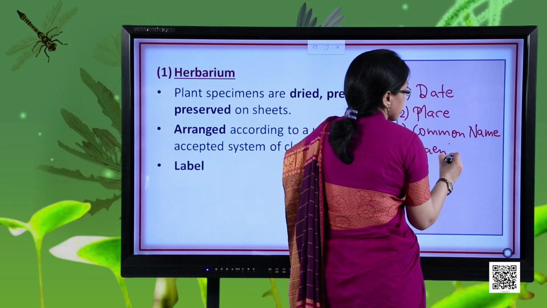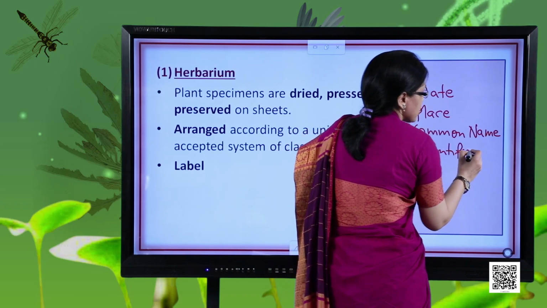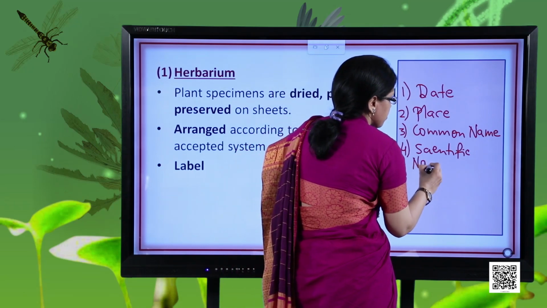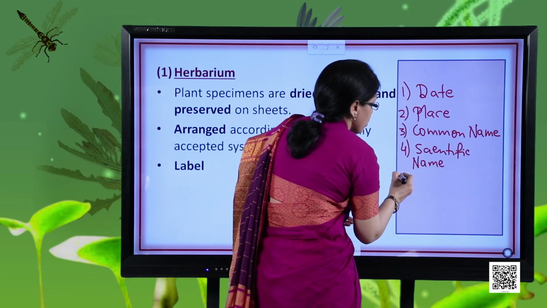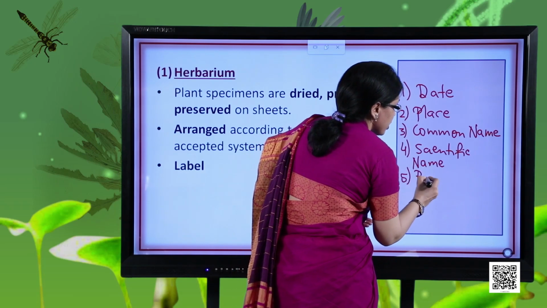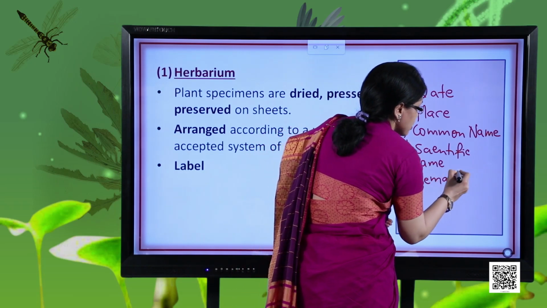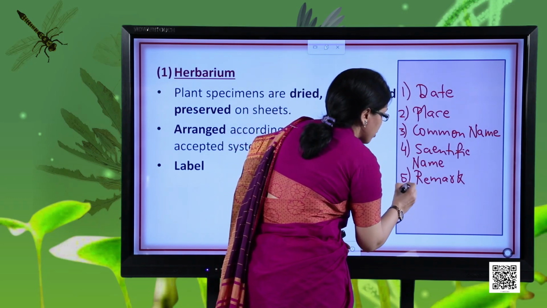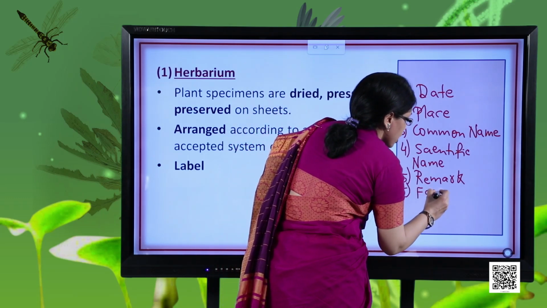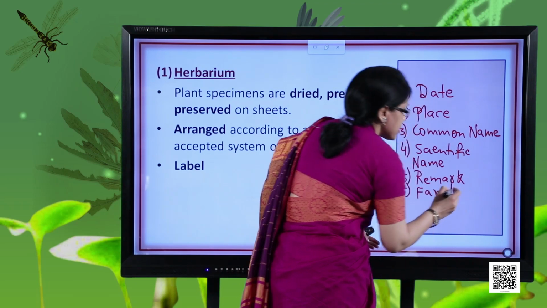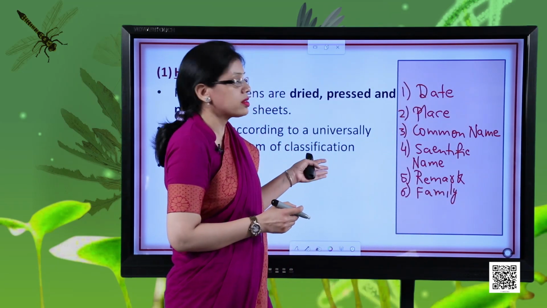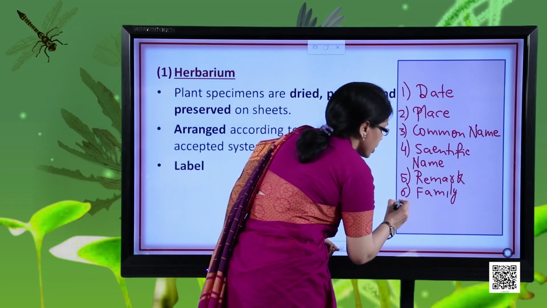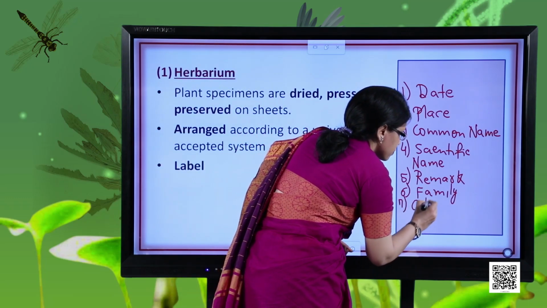Okay? Scientific name means you will be writing as per the binomial nomenclature. So you will be writing the scientific name. Then you have to write any remark. It could be its medicinal use or any other special feature which you know about the plant. Then you can also write about its family if you are aware of the family of the plant. And of course, the person who is working hard in making this herbarium, name of that person also needs to be mentioned. So lastly, you can also write collector's name.